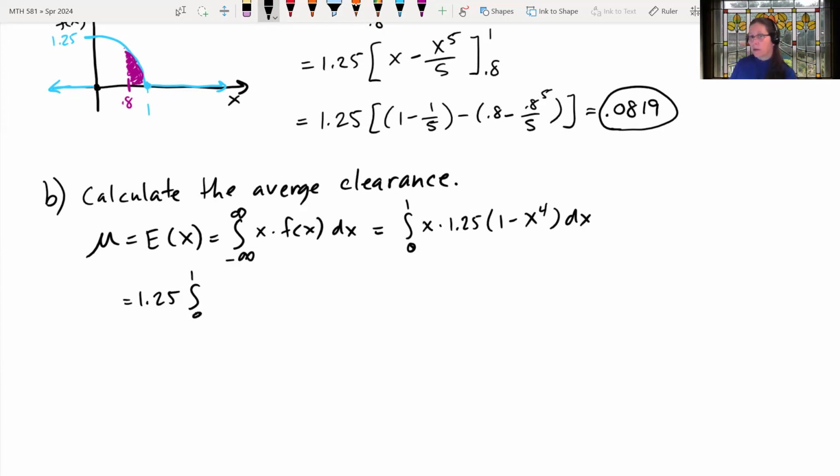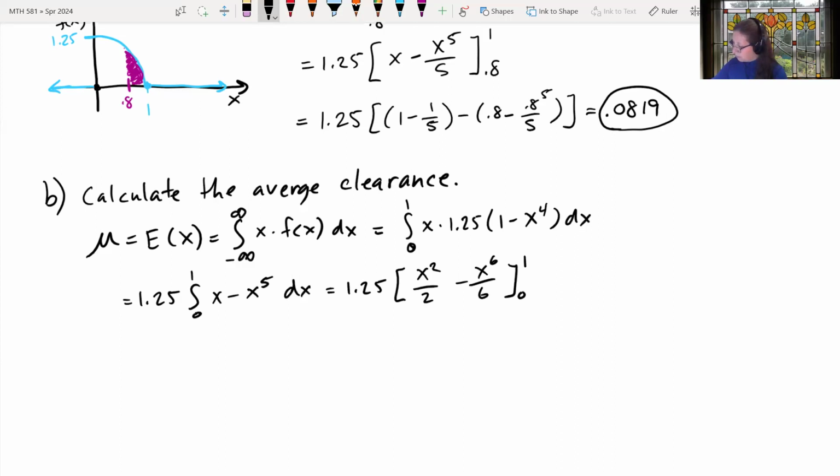And then I'm also going to distribute this x term through the parentheses. So I would get x minus x to the 5th dx, just to make it a little bit easier to do that integral. That's equal to 1.25 times x squared over 2 minus x to the 6 over 6, evaluated from 0 to 1, which would be 1.25.